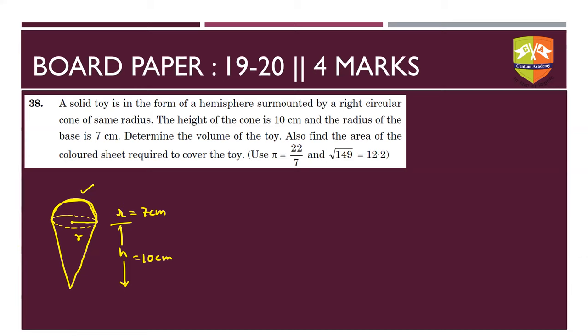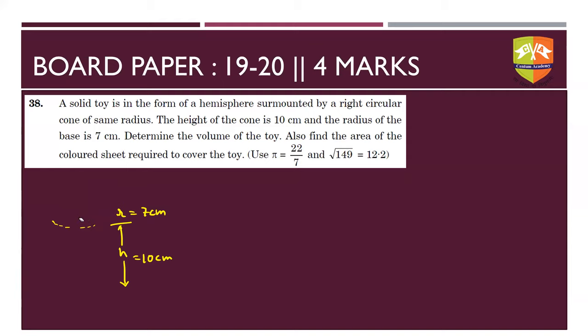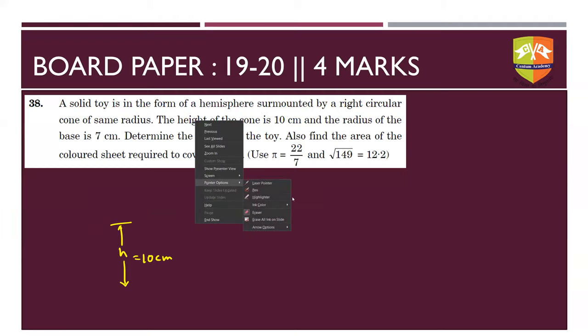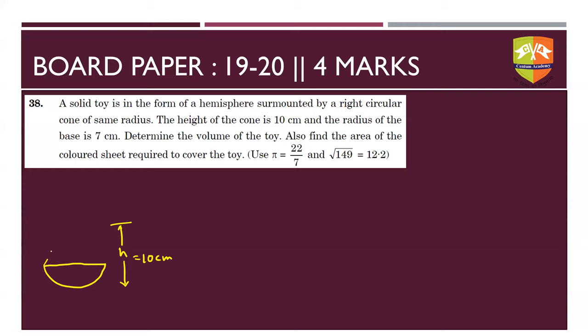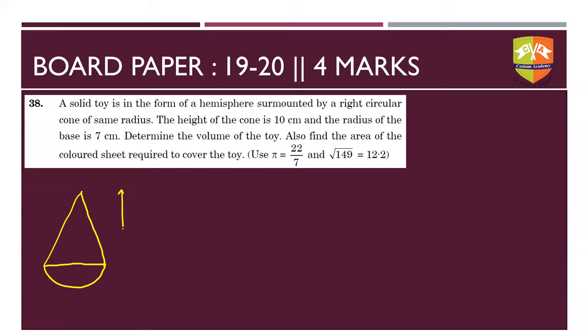So let me calculate it. Oh no, ulta, sorry. Okay, so this is what you are saying, sir. First draw this, and draw this. Okay. So now this is not H. Now it's okay. This is what you wanted, right? So in color, this is H. How much? 10 centimeter, right? Height of the cone is 10 centimeter and the radius of the base is 7. So this is R. R is equal to 7 centimeter.